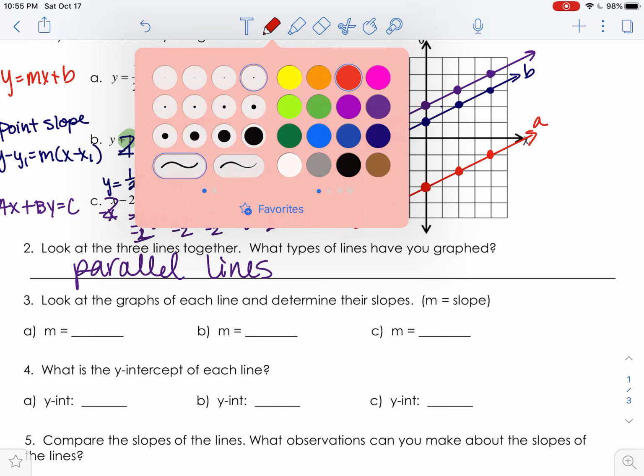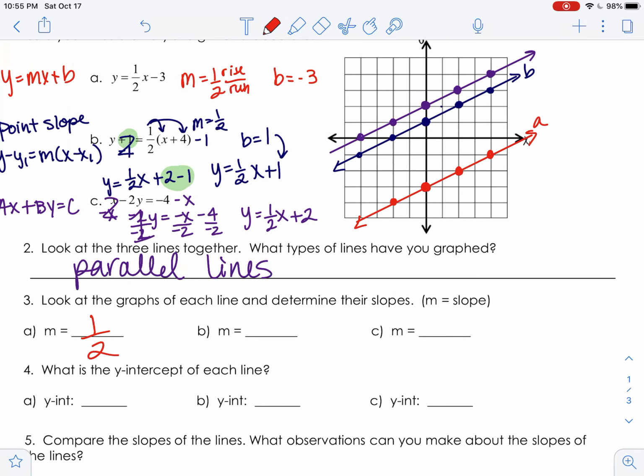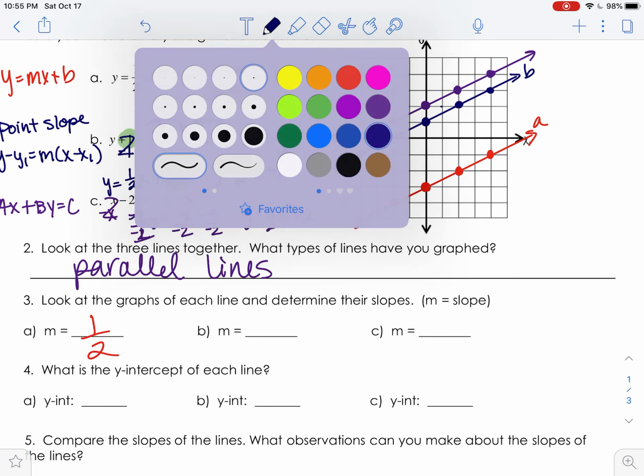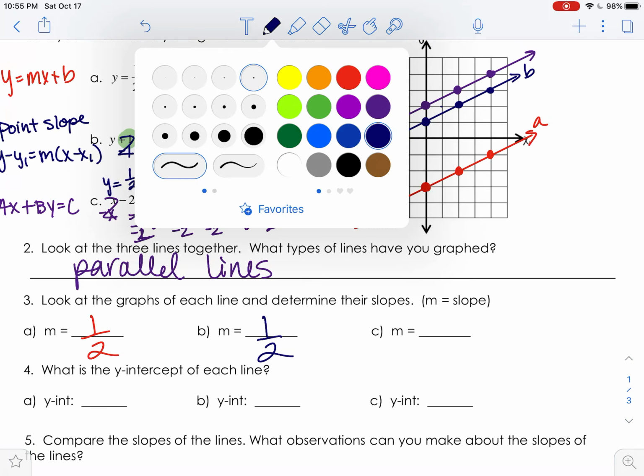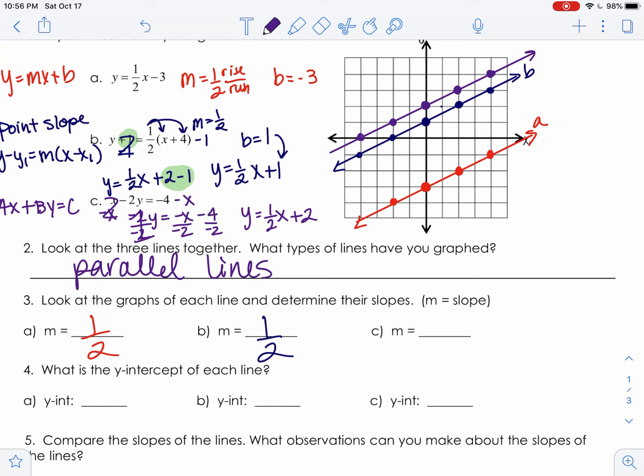So looking at our graph A, we'll do red. We've got our 1/2. Looking at graph B, also 1/2. And looking at our C, we have our 1/2 as well. Sorry, put that C up there.